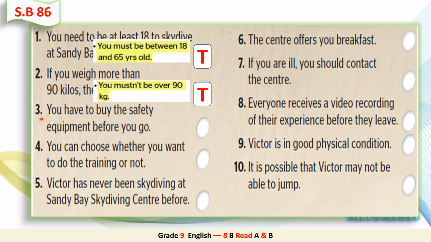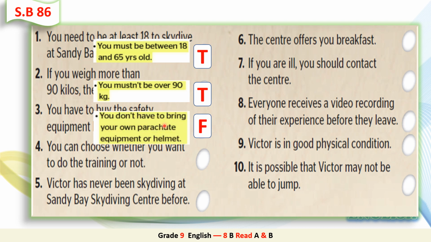Now let's move on to the third sentence. You have to buy the safety equipment before you go. What do you think? Do you have to buy the safety equipment before you go? Is this sentence true or false? Wonderful. It's false. Why? Could you please tell me how you know that? Great. Because it says you don't have to bring your own parachute, equipment, or helmet. So you don't have to buy the safety equipment. Therefore, this sentence is false.